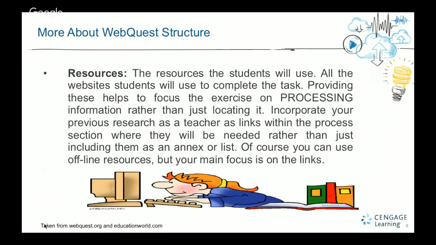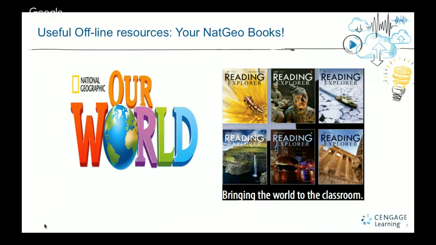So you can incorporate your previous research as a teacher, use the links within the process section, and there is where exactly the links should be placed. Some teachers make the big mistake of putting the links at the end of the document they give to the students, okay? So don't do that. We need to include the links in the process, okay? And you can, of course, use offline resources, but your main focus is going to be on the links. Useful offline resources, of course, your Nat Geo books.